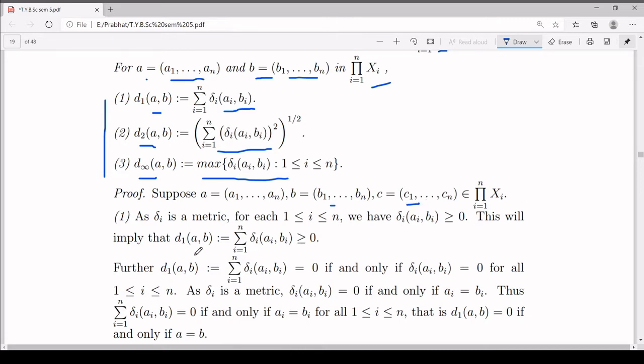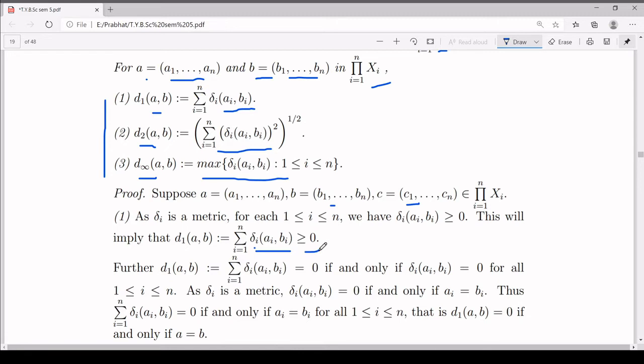For the first condition, that means D1 of AB should be non-negative. So D1 of AB is what? Summation of delta I AI BI. Now what is delta I? Delta I is a metric, so delta I of AI BI is always greater than or equal to 0. So what you have is a summation of all non-negative terms, so it has to be greater than or equal to 0.